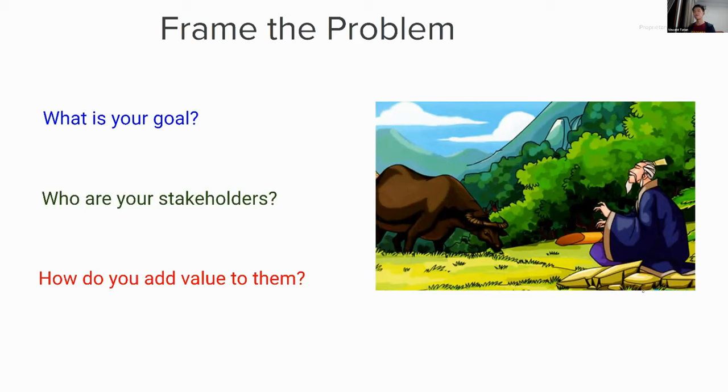So the very first thing in the ML pipeline is always framing the problem. If you see the picture here, just a quick question: who knows what this picture represents? It's a Chinese story.